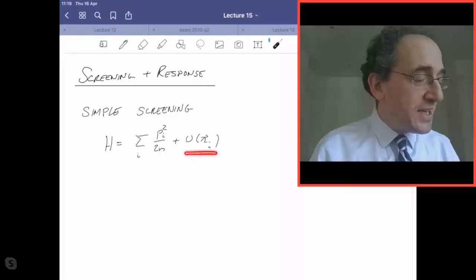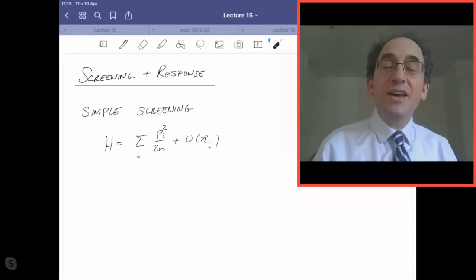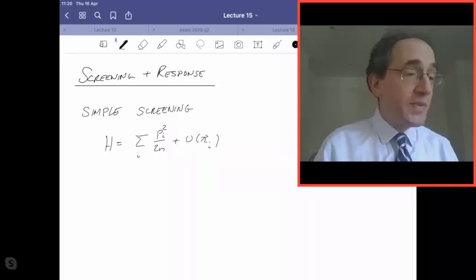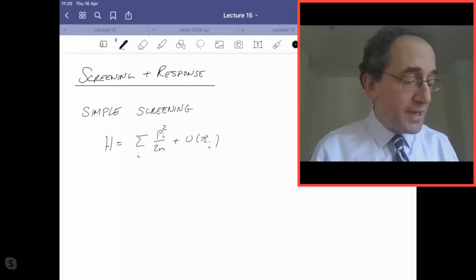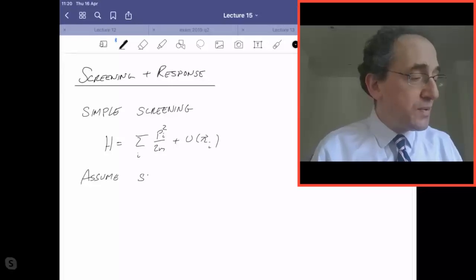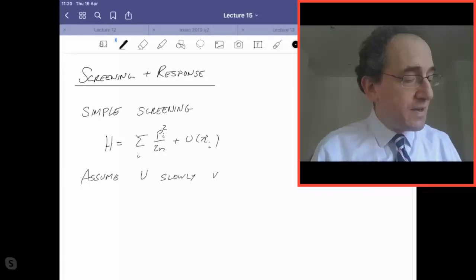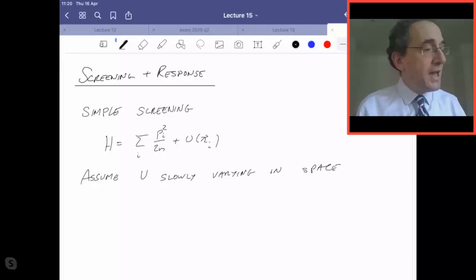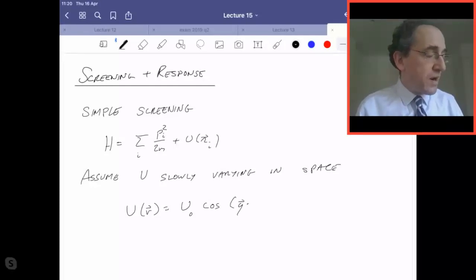Anyway, so we're interested in what the response of the system is going to be to this potential U. And let's assume that U is long range, maybe slowly varying in space. So, for example, we might choose as an example U of r is some U naught cosine of q dot r for some small q.